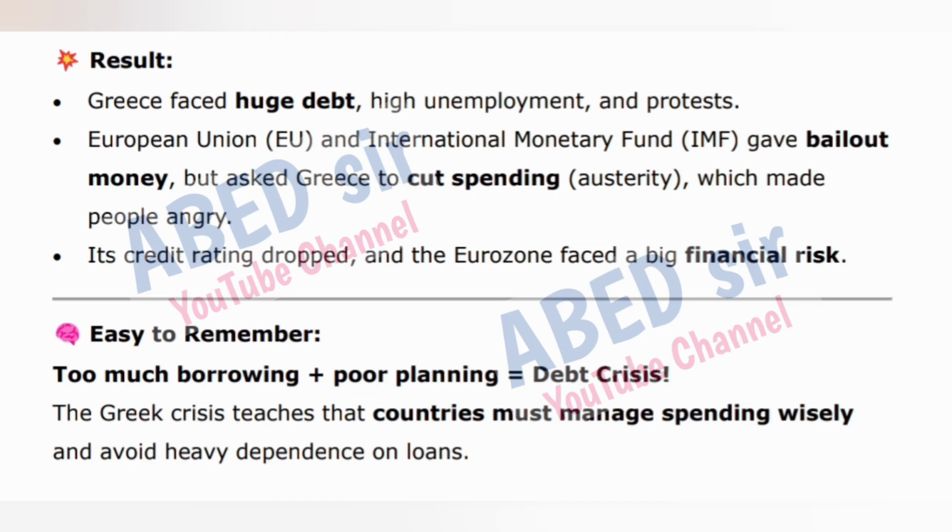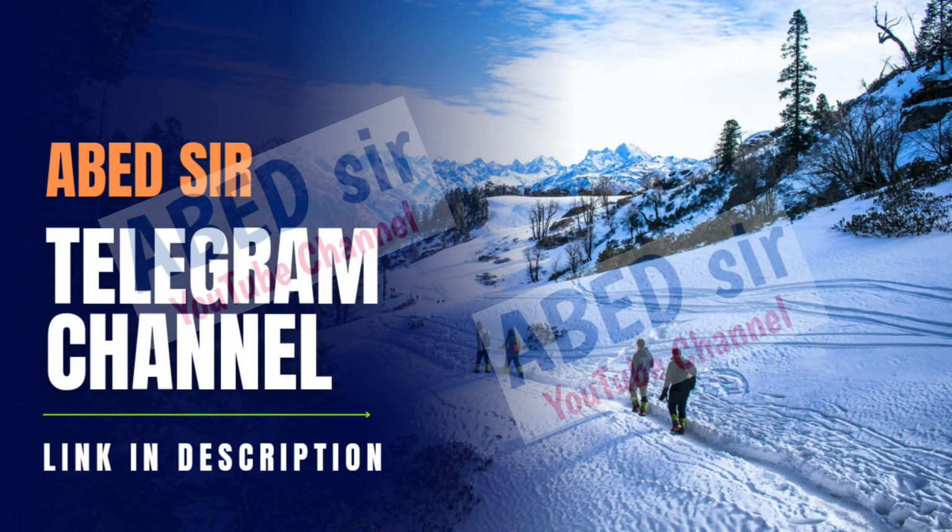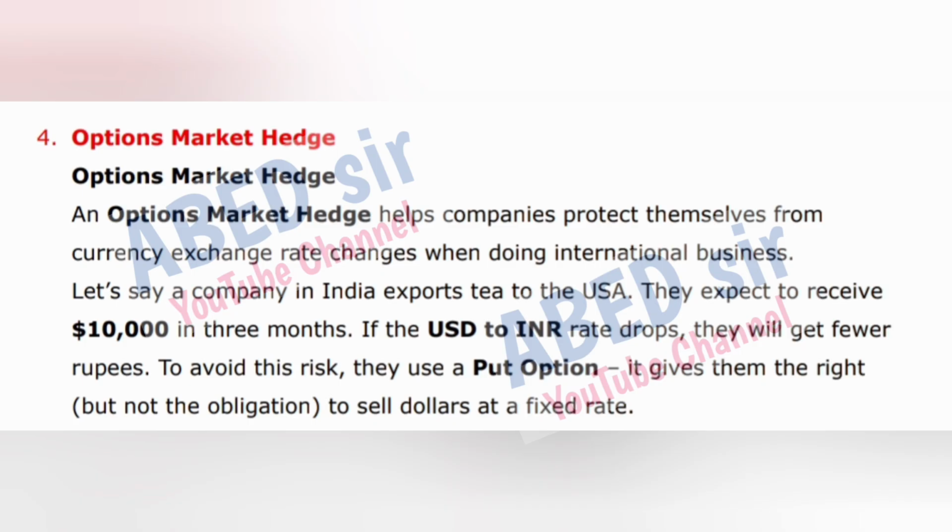European Union, EU, and International Monetary Fund, IMF, gave bailout money but asked Greece to cut spending, austerity, which made people angry. Its credit rating dropped, and the Eurozone faced a big financial risk. Easy to remember. Too much borrowing plus poor planning is equal to debt crisis. The Greek crisis teaches that countries must manage spending wisely and avoid heavy dependence on loans. Next important short question is 4.